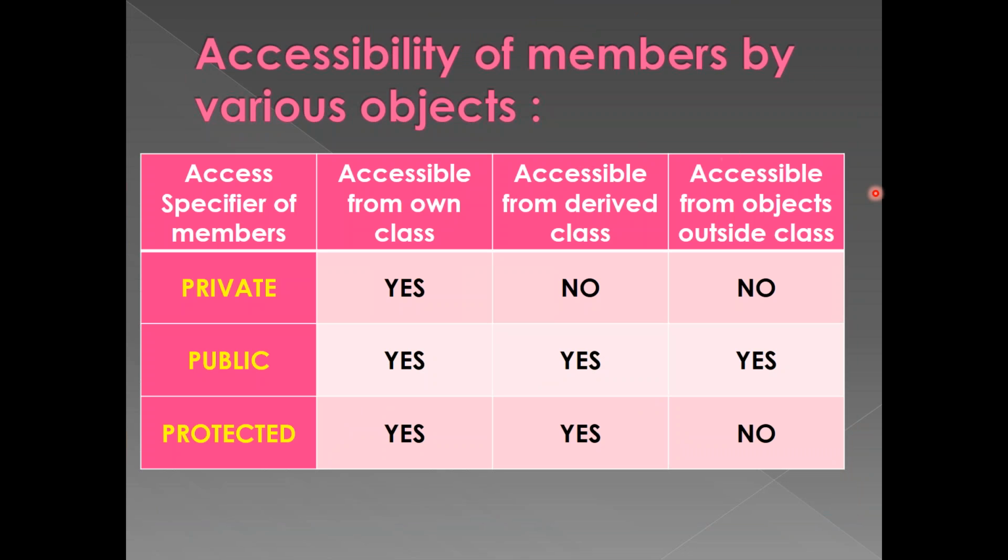Next, accessibility of members by various objects. What do you mean by this? Accessibility of members by various objects are nothing but access specifiers of members, which are private, public, protected. These are the access specifiers of members. Next one is accessibility from own class. I think you understand this. Accessibility from derived class, accessibility from the object class. I'll show you a scenario. Don't worry about it.